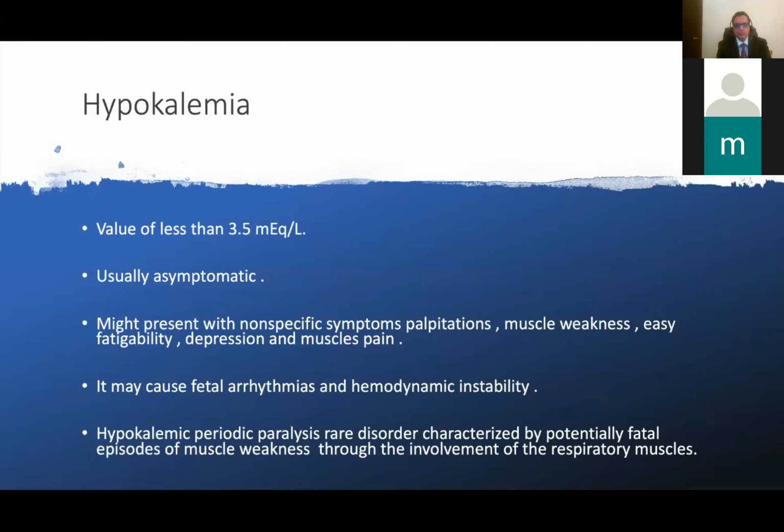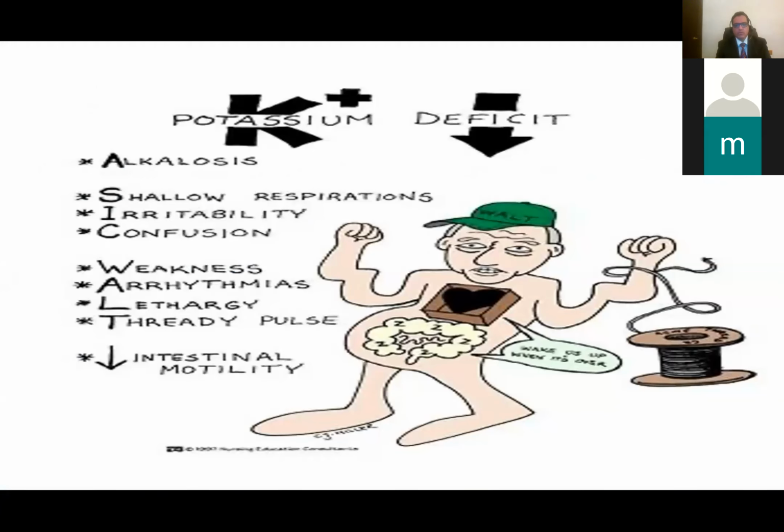But again, it's non-specific except in the severe form when the patient has respiratory paralysis, muscle weakness, and all this. It may cause fatal arrhythmias and hemodynamic instability. And to a rare extent, it causes hypokalemic periodic paralysis, which is a rare disorder characterized by a potentially fatal episode of muscle weakness, and it will involve the respiratory muscles also. These are again symptoms of hypokalemia: shallow respiration, irritability, confusion, weakness, arrhythmias, lethargy, weak pulse, instability, and mortality.